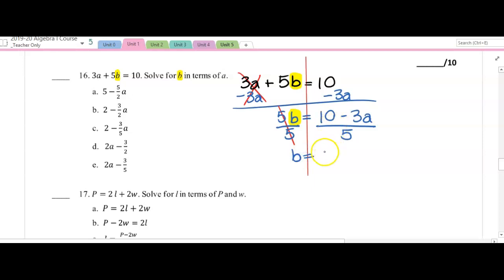b equals 10 minus 3a divided by 5. Notice none of the answers look like this answer, which means I can simplify further. Instead of dividing both terms in the numerator by one denominator, I can actually split it apart and divide each piece by 5 and simplify. 10 divided by 5 is 2, minus 3/5 a, which is C.